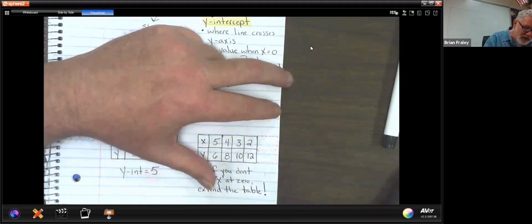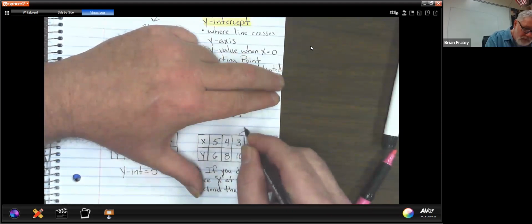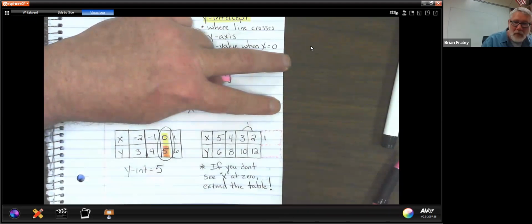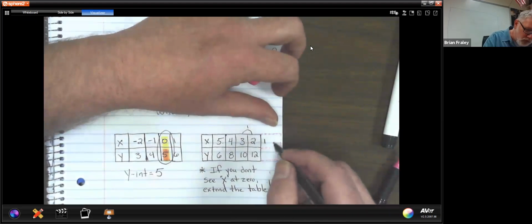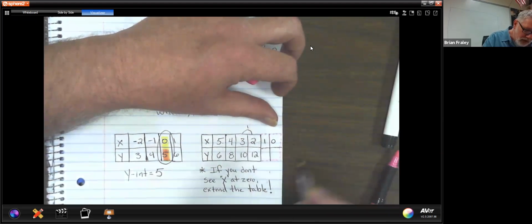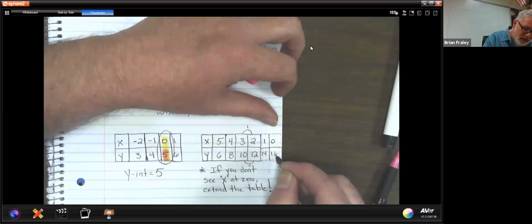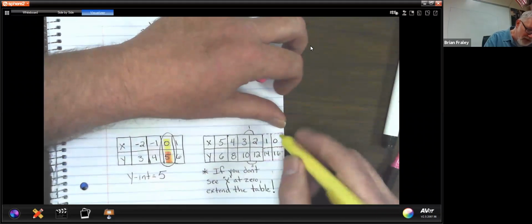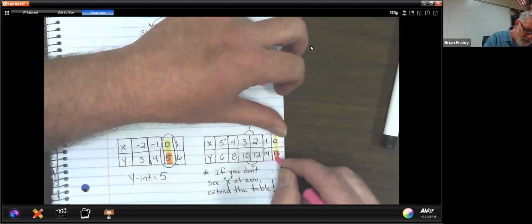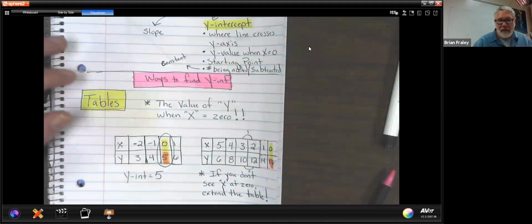And if I go to the very next one, these are going by ones. So if that's the case, the next one here is going to be 1. Well, that's not what I want yet. So I go to the very next one, which will be 0. Well, let's go ahead and keep extending the bottom too. These are going up by 2s. So this is going to be 14, and I'm not where I want to be. This one will be 16. So where x is 0, the y value is 16, and that is my y-intercept.